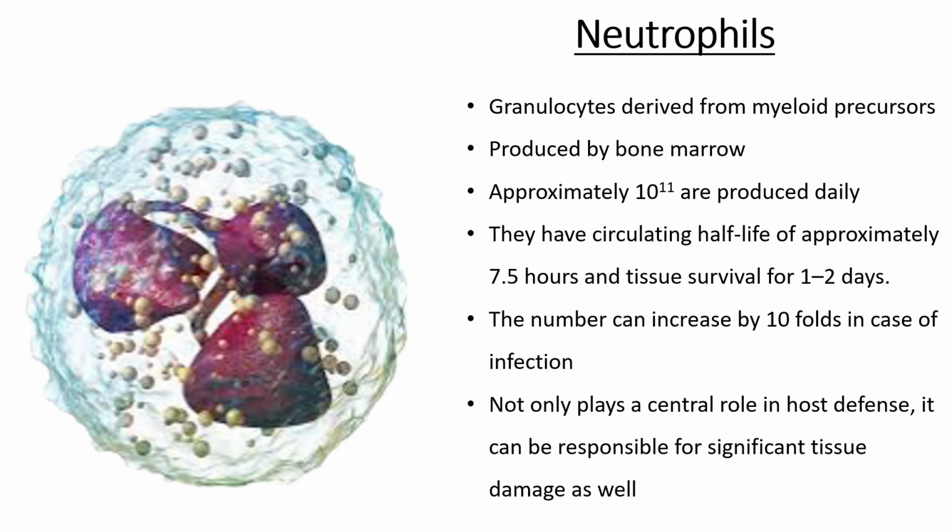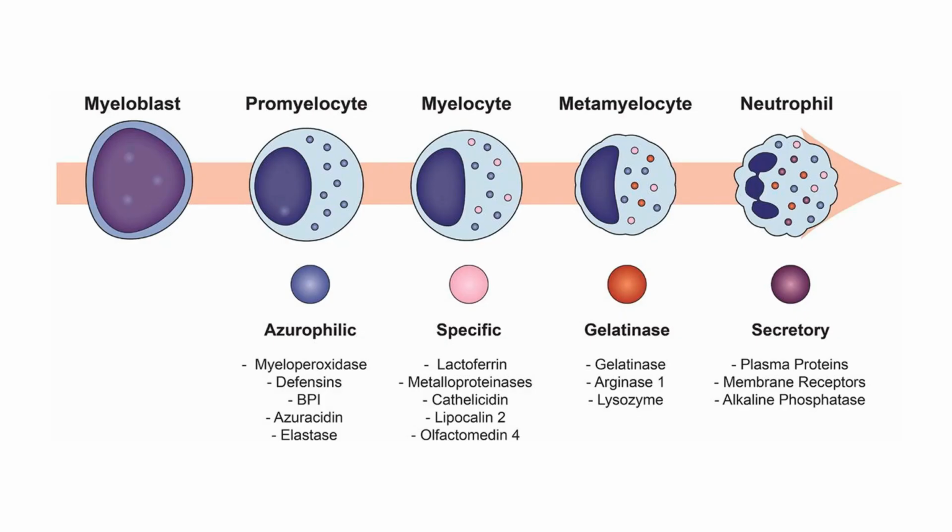Neutrophils not only play a key role in host defense, they are also responsible for significant damage to the host tissue. It takes 6 to 7 days for a pluripotent stem cell to differentiate into a myelocyte, and almost the same amount of time is needed for a myelocyte to differentiate into a neutrophil. Granulocyte colony stimulating factor and granulocyte monocyte colony stimulating factor play a major role in differentiation. Any cytokine that needs amplification of neutrophils needs to act before the stage of myelocyte.